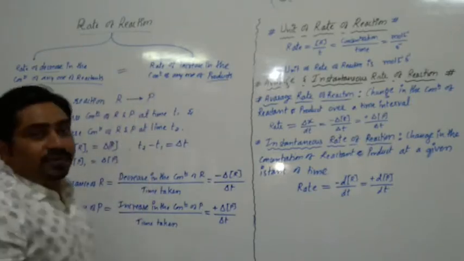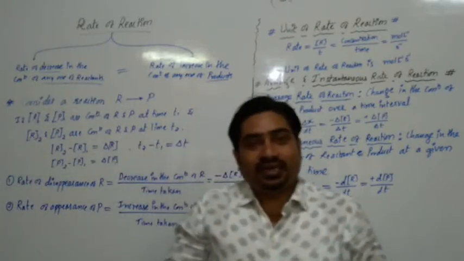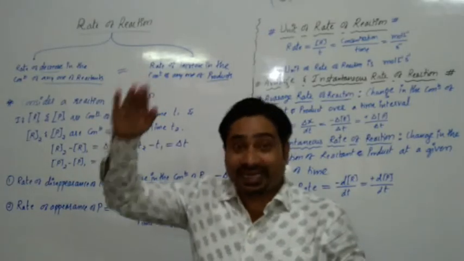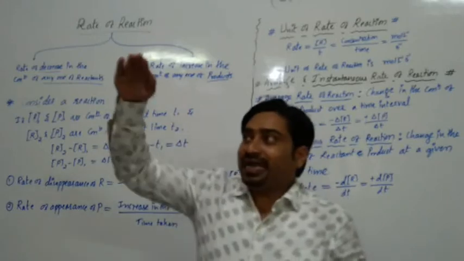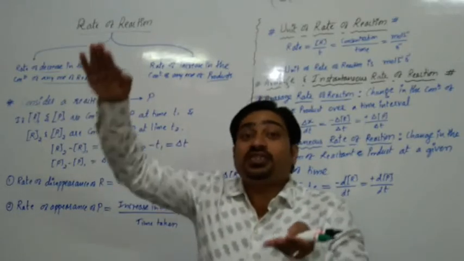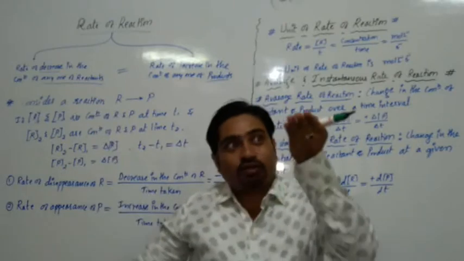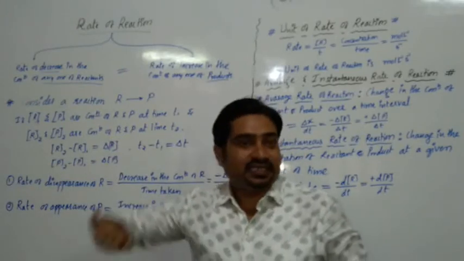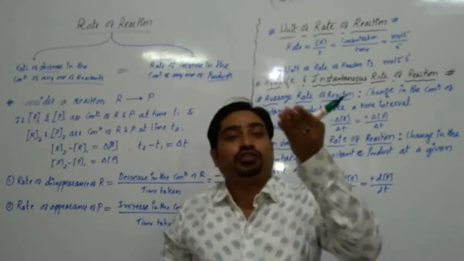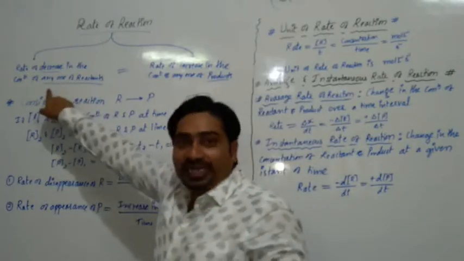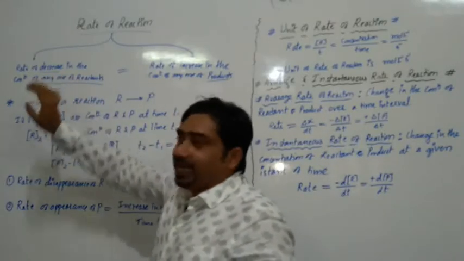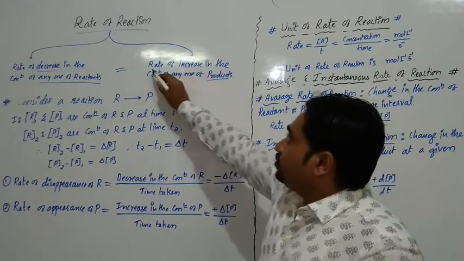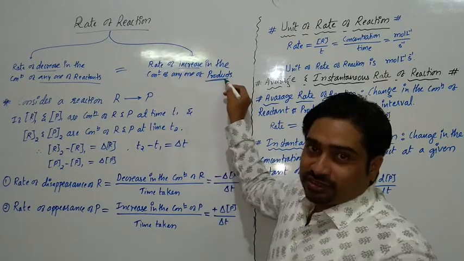Why are they equal? Because during a chemical reaction, what happens? The reactant is taken initially, so the concentration of reactant is maximum. After some time, what happens? As time lapses, the reaction proceeds. The concentration of reactant goes on decreasing, and the concentration of product goes on increasing. So, the decrease in the concentration of reactant is exactly equal to the increase in the concentration of product. So, the rate of reaction calculated by using the decrease in the reactant must be equal to the rate calculated by using the increase in the product, isn't it?